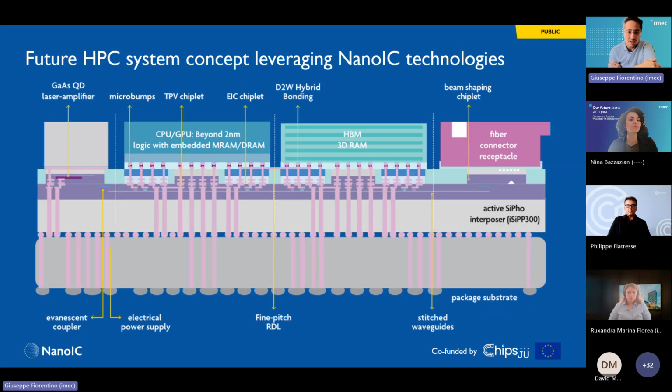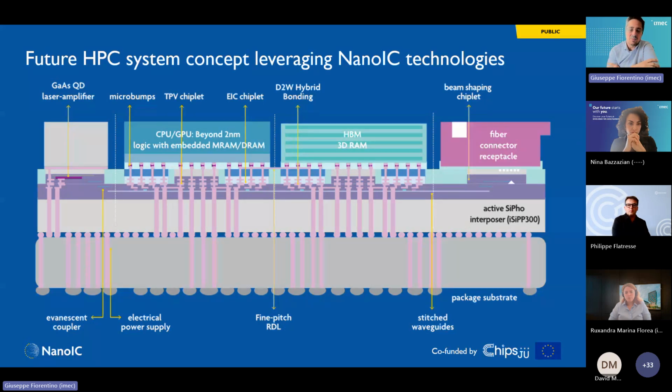What are we doing in the NanoIC Pilot Line? Well, that's what you see on the screen. You have probably seen such designs in other contexts, but this is how we envision a high-performance computing system in the future, but also a very close future. I think some companies are already offering some similar architecture. You have here basically a very complex stack of different chips. It's called indeed a chiplet architecture, with chips having different functions.